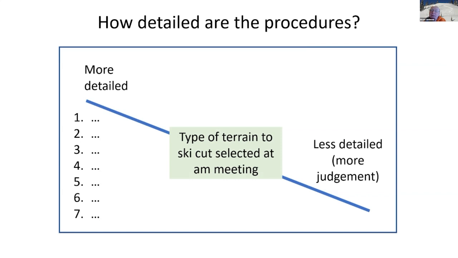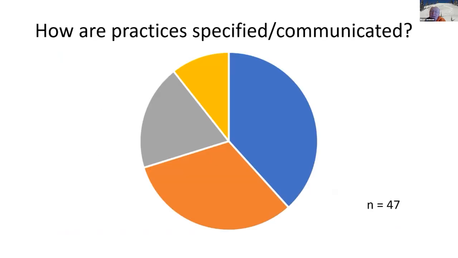For some operations, the type of terrain is selected at the morning meeting after the expected snow conditions are reviewed. And a couple of these operations also review the appropriate techniques for the expected conditions at their morning meeting. Although this presentation focuses on the more specific practices indicated on the left of this chart, we don't draw any conclusion about the level of detail or on-site judgment that is appropriate for any operation or sector.